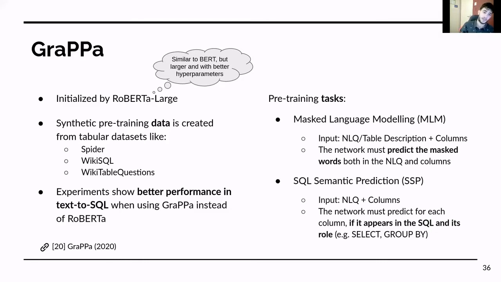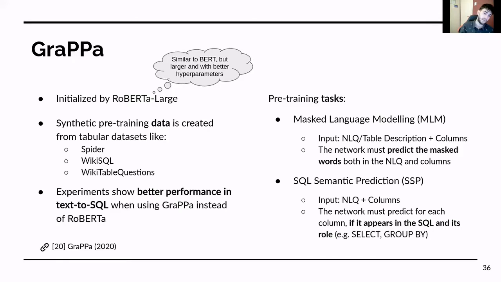So Grappa is initialized by this language model. It uses synthetic pre-training data, which is created from a choice of various tabular datasets like Spider, Wiki SQL, WikiTableQuestions, which is very similar to Wiki SQL, and other datasets containing tables and descriptions about these tables.